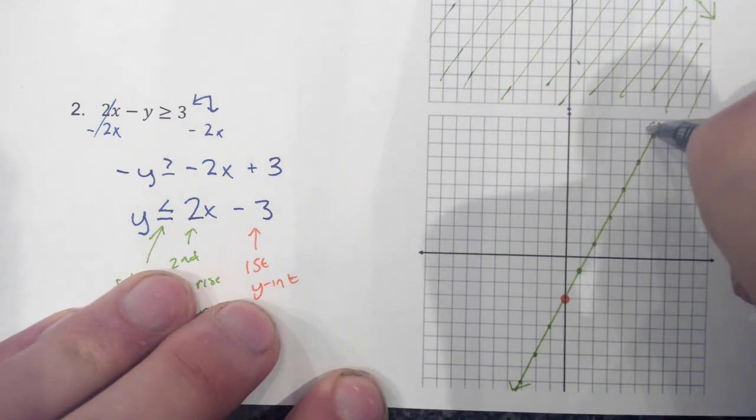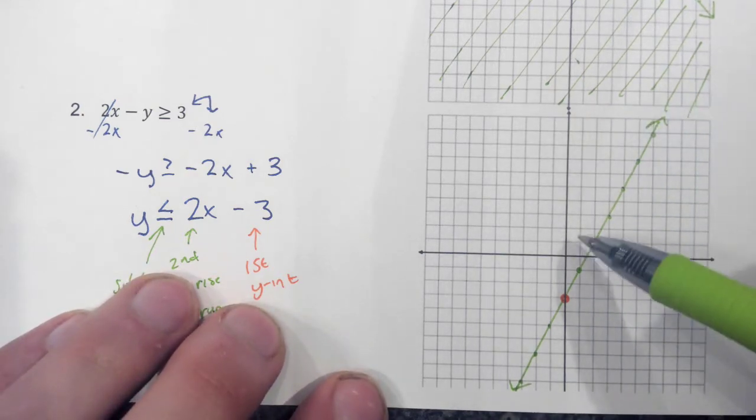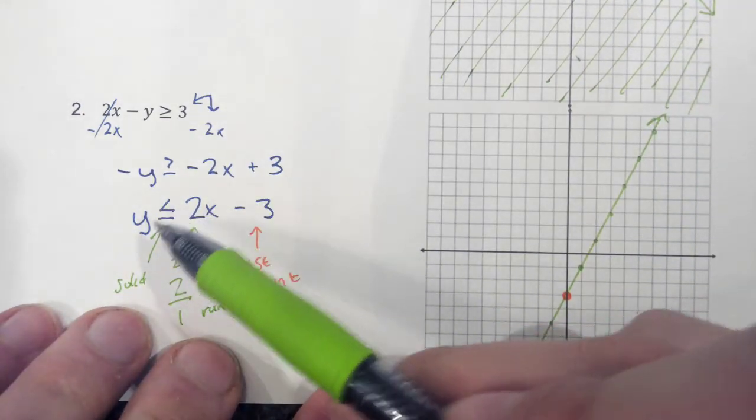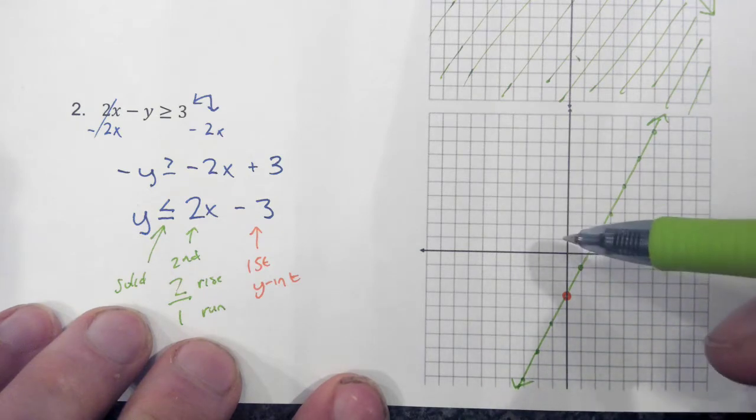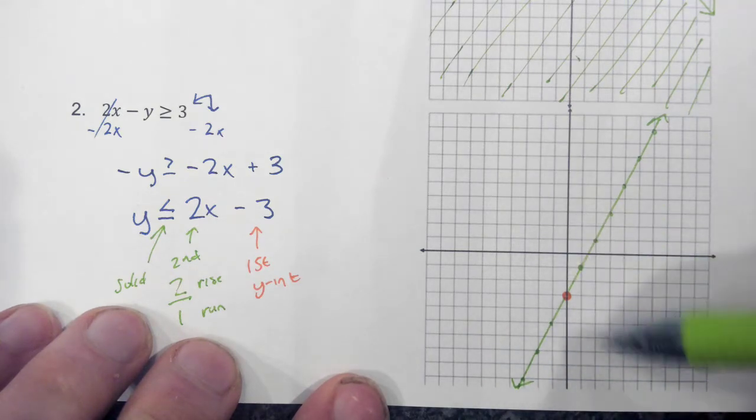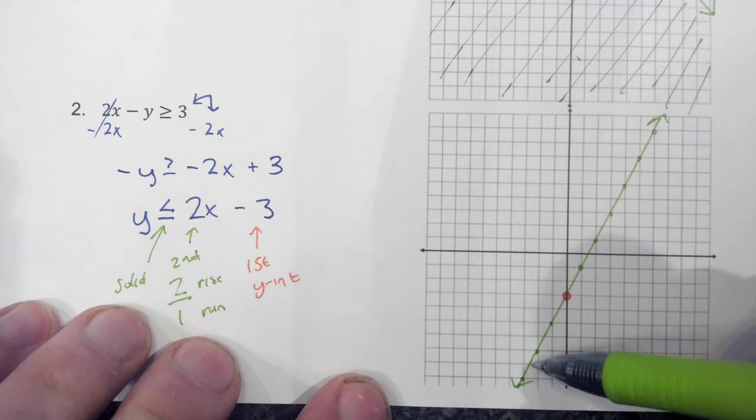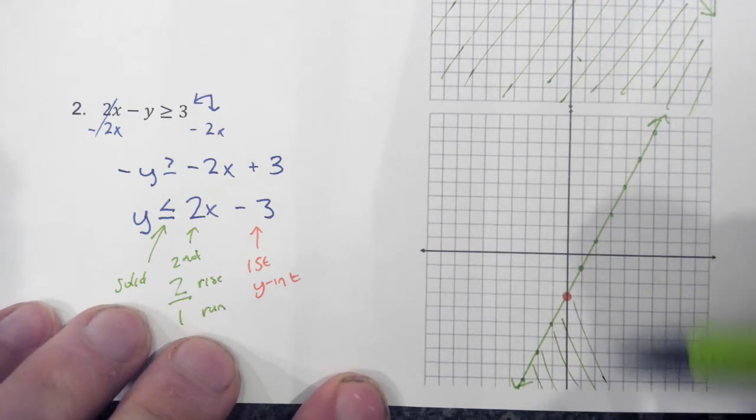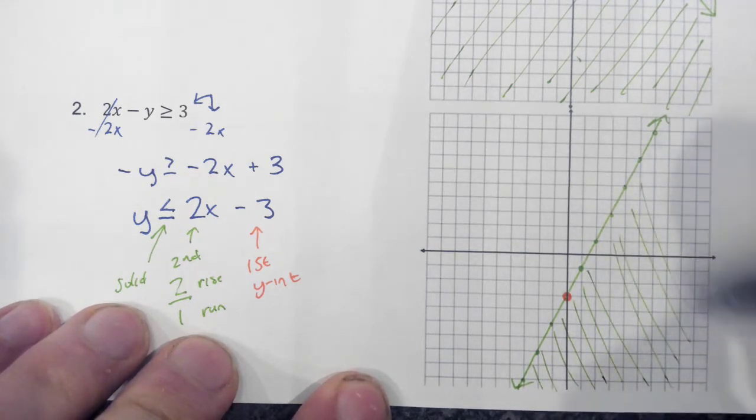Put the arrowheads on the end, it goes on forever and ever. And then look at your symbol, less than again. So which part would you say is under the line? Because less than would be under. Less than, I think under would be definitely down here. This is under that line.